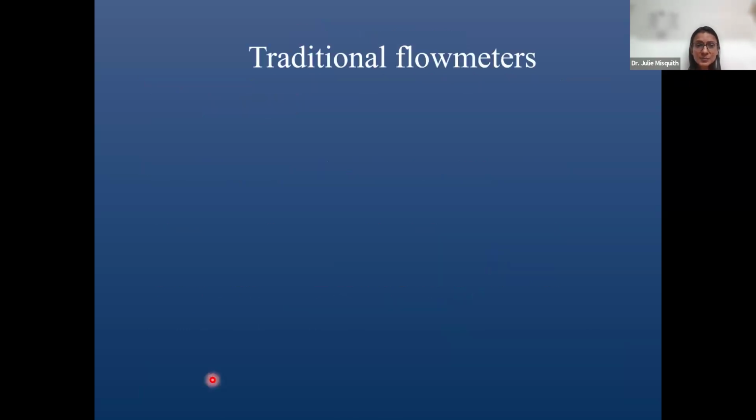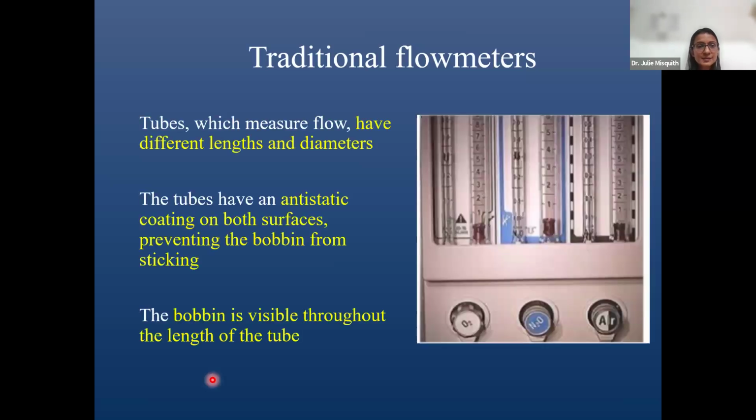Now we have other types of flow meters. One is the traditional flow meter. This is how it looks. They have different lengths for each gas. And previously what was called the TOPS tube is now known as a flow meter. The tubes have anti-static coating on both surfaces, preventing the bobbin from sticking, and the bobbin is visible throughout the length of the tube. Now, in the traditional flow meter, the flow is mechanically controlled and displayed. There is a needle valve, an indicator float, and a knob. And when you rotate it counterclockwise, it comes into function.